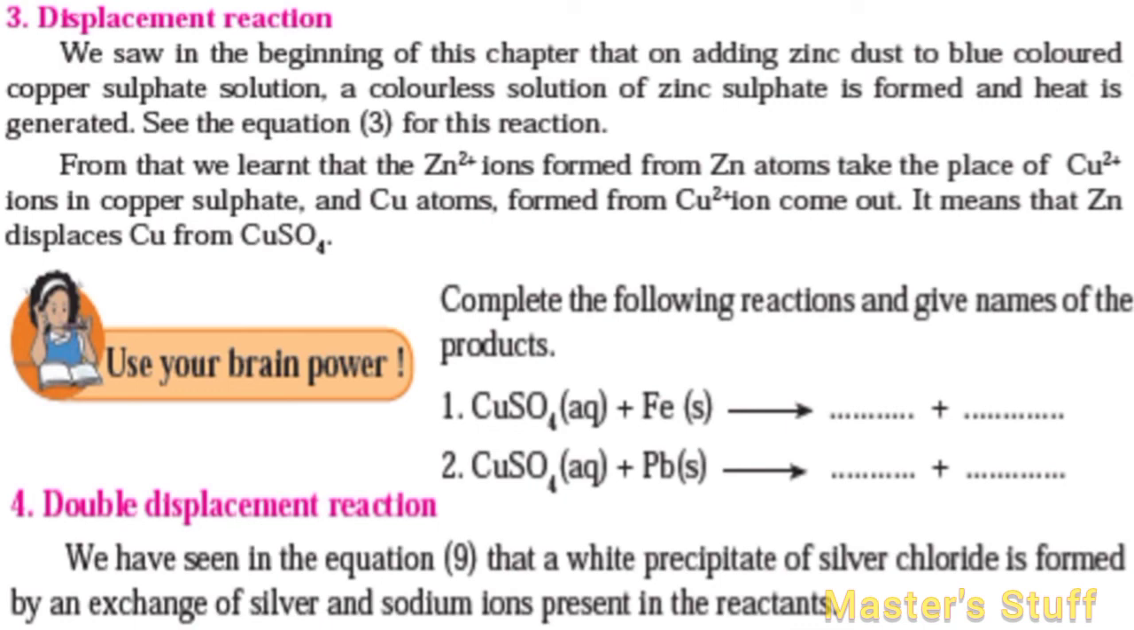Double displacement reaction. We know that white precipitate of silver chloride is formed by an exchange of silver and sodium ions present in the reactants. The silver and sodium exchange their places and form the product. This is the example of double displacement reaction. Take a look at equation number 9 to understand this reaction.